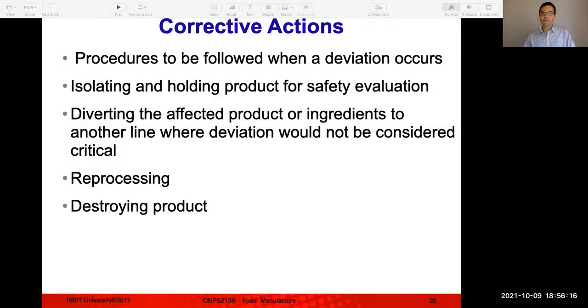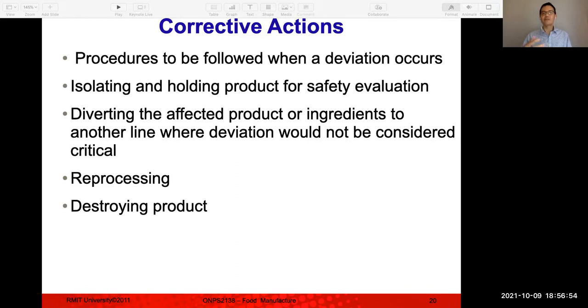Corrective actions. In our last session, session number 2, when talking about monitoring of critical limits, we gave the example of a pasteurizer which is meant to operate at 72 degrees for 15 seconds. That's the critical limit. But what happens if it actually drops down to 71 degrees? We need to ensure that we know when that happens. That's why we need monitoring of the critical control points. But when that happens, then we need to take corrective actions.